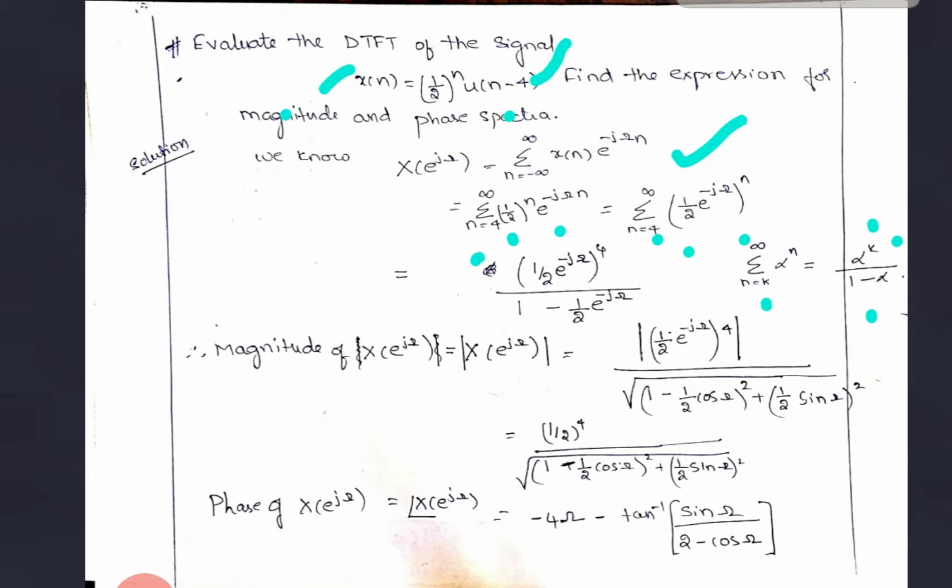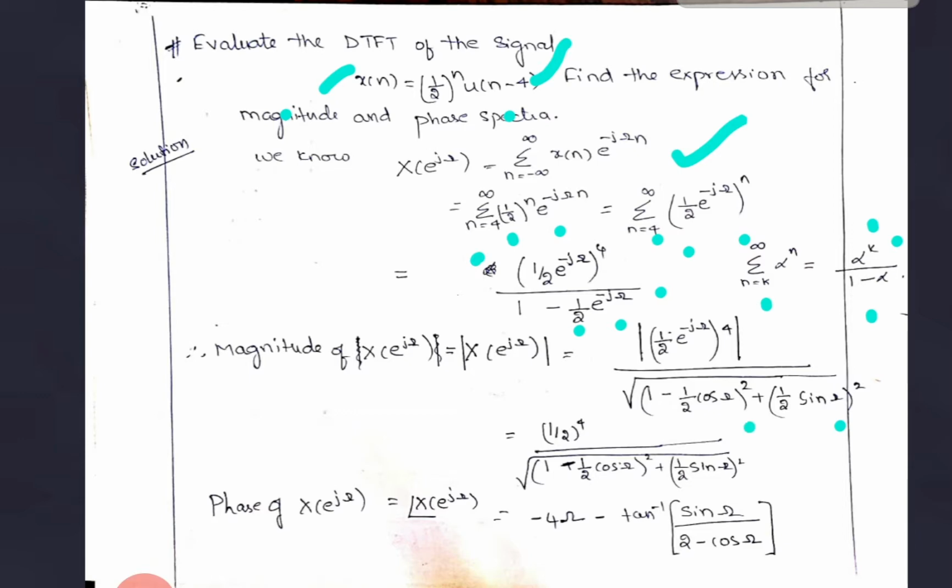Now magnitude is nothing but modulus of this one. Here it is of the form square root of x square plus y square. You can take out the common. You split this one, e raised to j theta. Therefore e raised to j theta is nothing but cos theta plus j sin theta. You can split this one and collect the imaginary part and real part and write down the expression here.